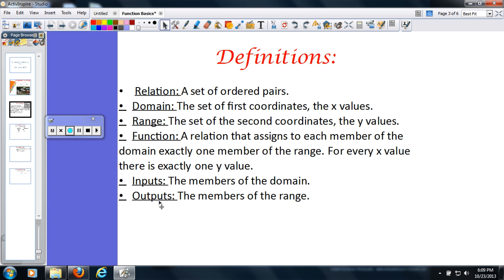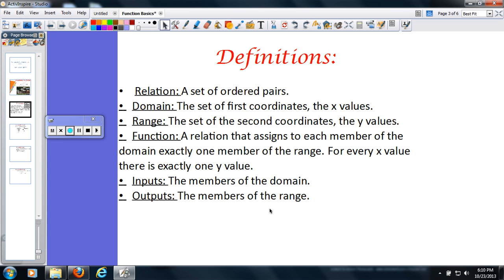A function is a relation, so it's a set of ordered pairs that assign to each member of the domain exactly one member of the range. Basically, in simpler terms, for every x value there is exactly one y value. And then you have the inputs, which are the members of the domain, and the outputs, which are the members of the range.